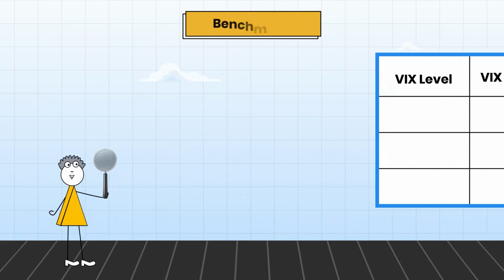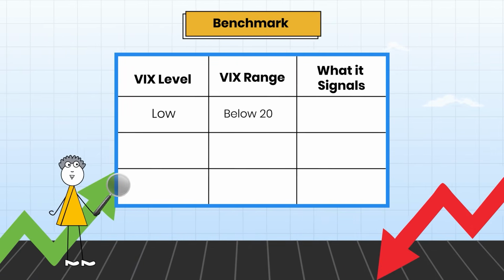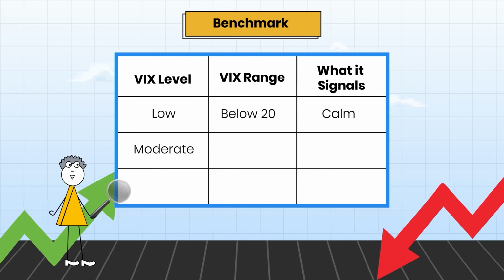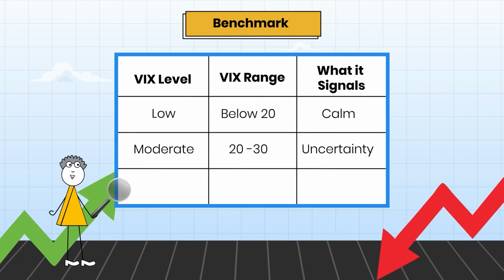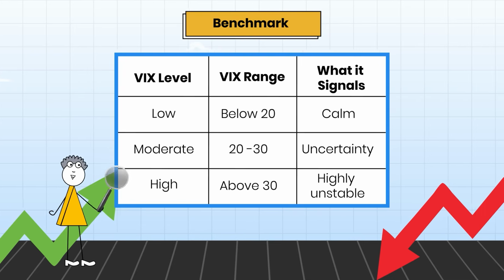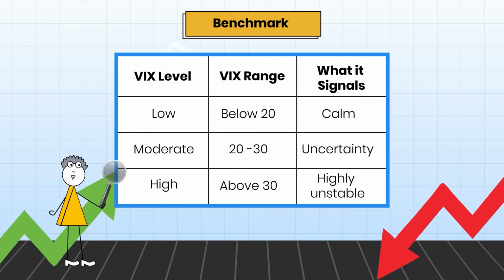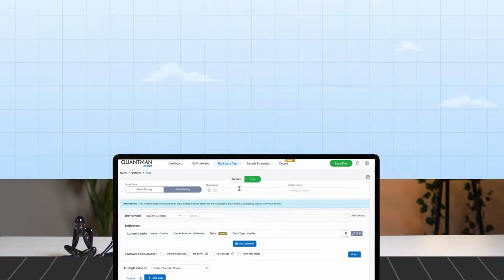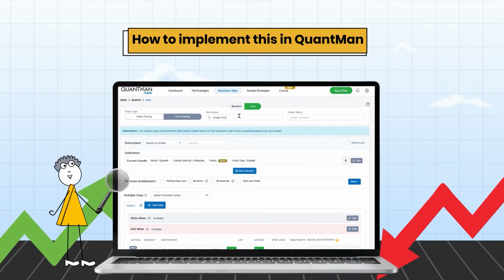To give you some benchmark, low VIX is usually below 20. Markets are calm. Moderate VIX is around 20 to 30, some uncertainty in the market. High VIX is above 30, where markets are highly unstable, signaling potential crashes or rare extreme events. These VIX levels help you to figure out whether the market is steady or volatile, which can guide your trades and risk management. Now let's explore how we can implement this in QuantMan.